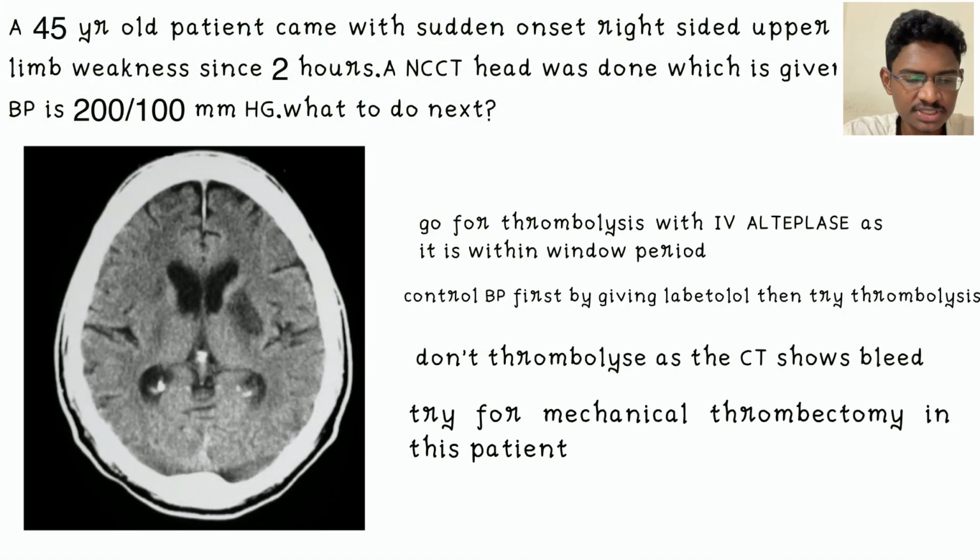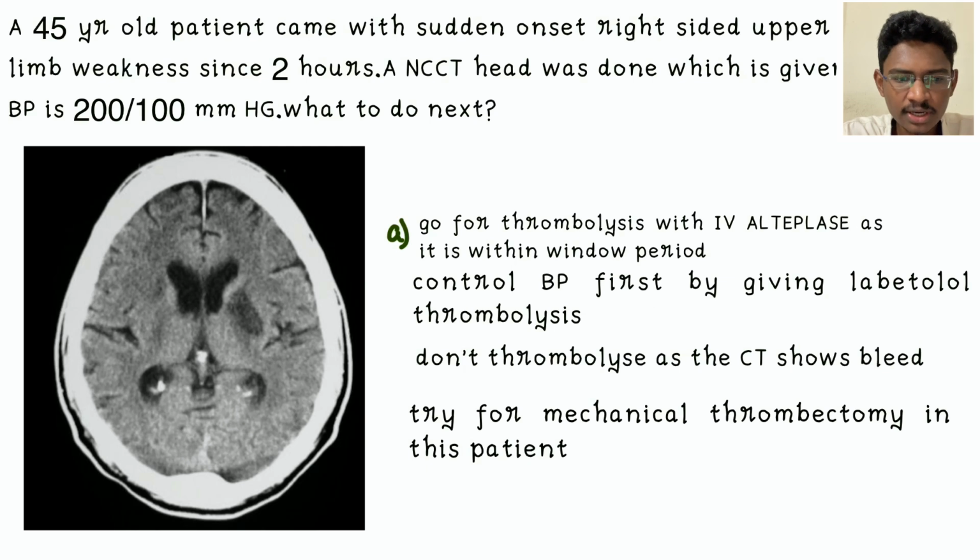The first question is, a 45-year-old patient came with sudden onset right-sided upper and lower limb weakness since 2 hours. NEET head was done, which is given below. BP is 200 by 100. What to do next? Next they have asked. And they have given the CT scan image.